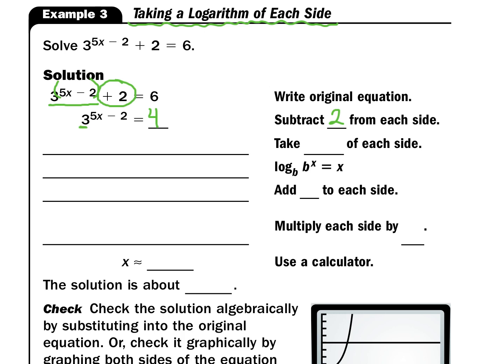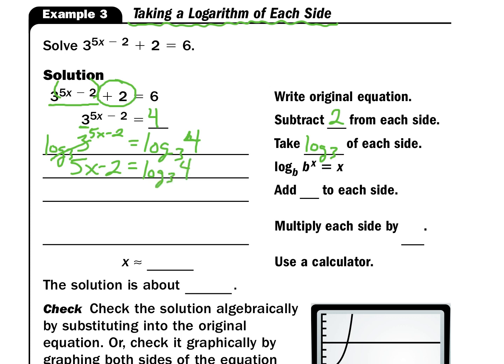Well, in order to cancel this 3 over here as a base and get the 5x minus 2 on its own, I'm going to take log base 3 of both sides. So log base 3 of 3 to the 5x minus 2 equals log base 3 of 4. Okay, so that brings down our exponent on the left-hand side, so 5x minus 2 equals log base 3 of 4.